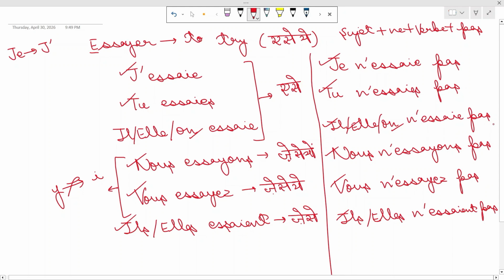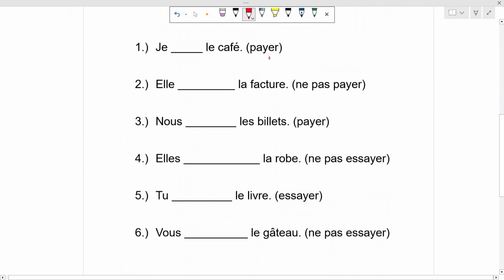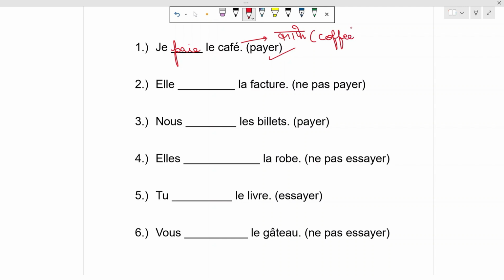I'm going to give you some sentences based on both of these verbs, payer and essayer, so that you will be able to understand all the formations of sentences by the use of these verbs and some new vocabulary. So the 6 sentences which you're going to practice are these. Je paie le café. Here we have to conjugate payer in affirmation. Café means coffee, which means coffee. I am paying for the coffee or I pay for the coffee.